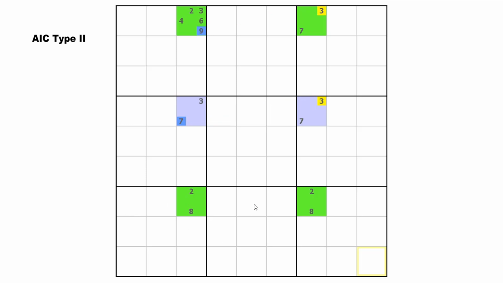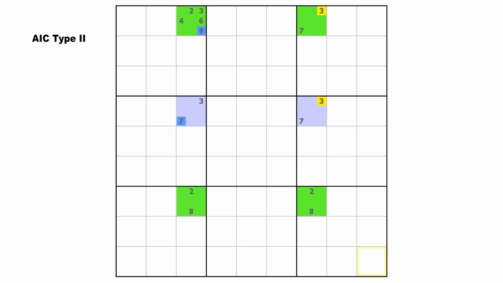Now down here in row 7, we have two identical bi-value cells, and they could be the endpoints of an AIC Type II. Now don't forget, this is also a naked pair because you have two identical bi-value cells that lie in the same house. That's always going to be the case for an AIC Type II that begins and ends with identical bi-value cells. So before you do anything else, you know that you can eliminate all the 8s and all the 2s from that row or from whatever house they happen to lie in.